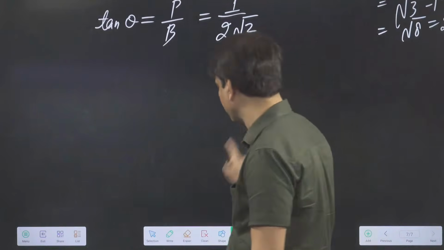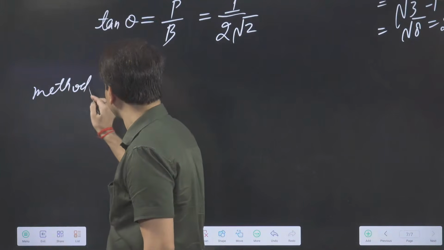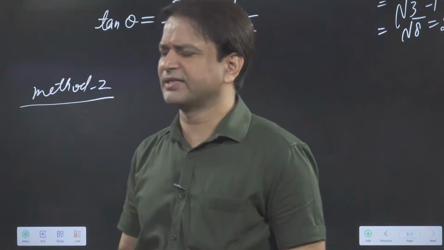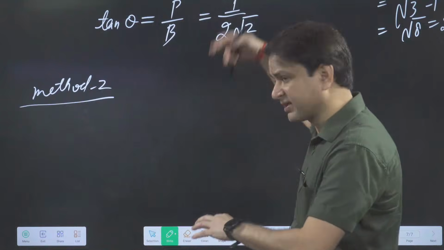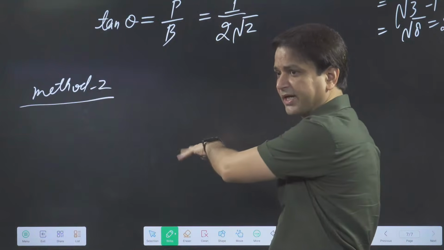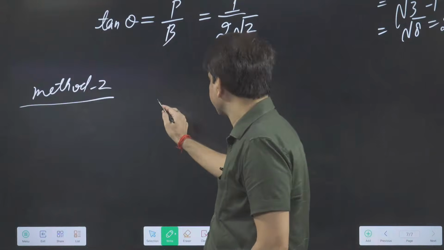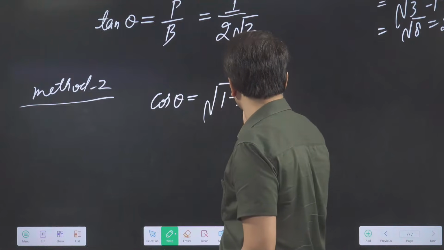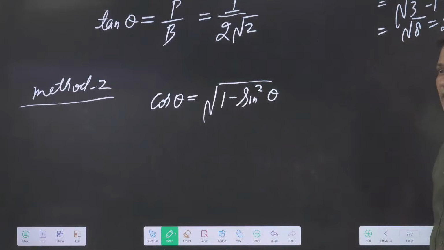Second method we can do. Why I'm saying two methods, I will say later. Suppose you have cos theta and you have to find sin theta, or you have sin theta and you have to find cos theta. Better than the previous method, we will use this second method. So I have sin theta, I want cos theta. So cos theta, I can say, is under root of 1 minus sin square theta. Sin theta, we know, is 1 by 3.